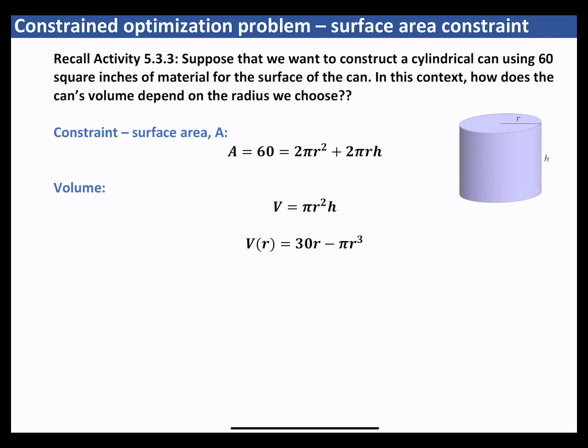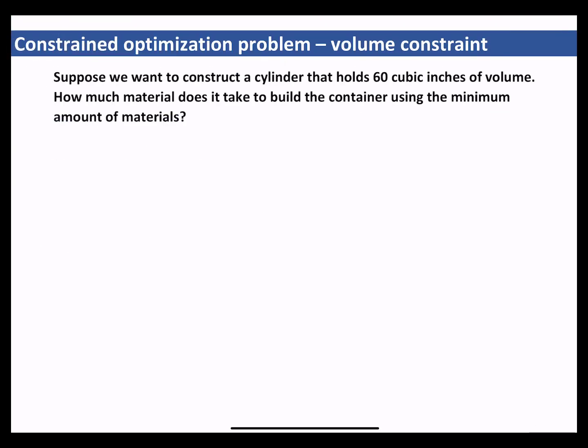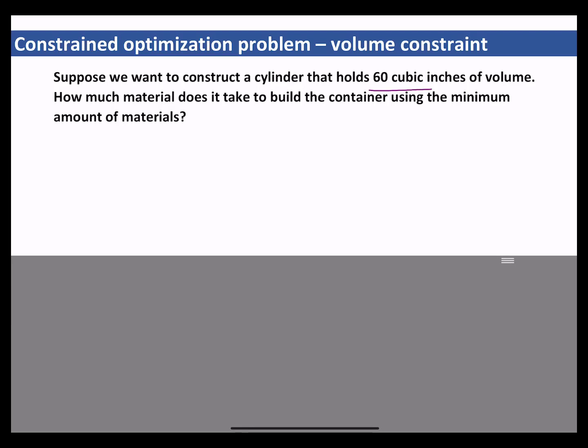What happens if we instead fix or constrain the volume of the container and ask about how the surface area can be written as a function of a single variable? So suppose we want to construct a cylinder that holds 60 cubic inches of volume. How much material does it take to build the container using the minimum amount of materials?